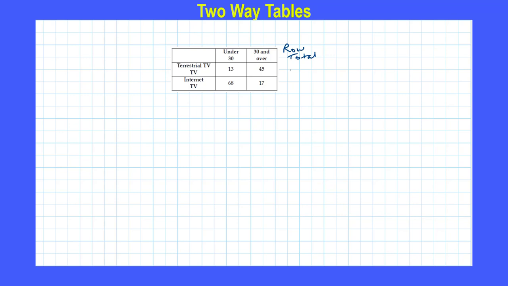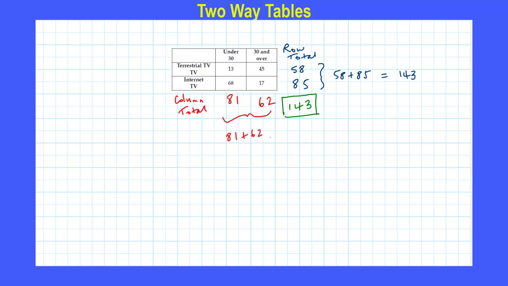Now what we can actually do is we can total the rows and total the columns. So if I total the rows here, I'm going to get 58 for the terrestrial TV and 85 for the internet TV. And for the columns, when I total those, I'm going to get 81 and 62. Now the final value we can put in the bottom corner, this is 143. Now this is the total of the rows, or indeed the total of the columns. So this tells me actually there were 143 people who took part in this survey.